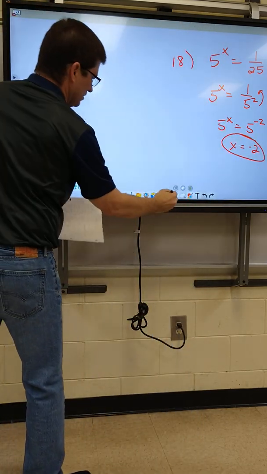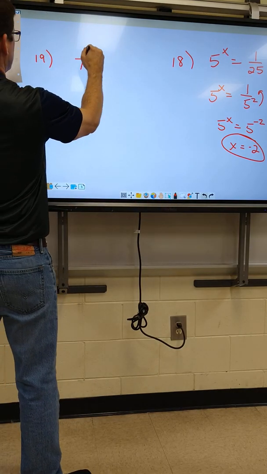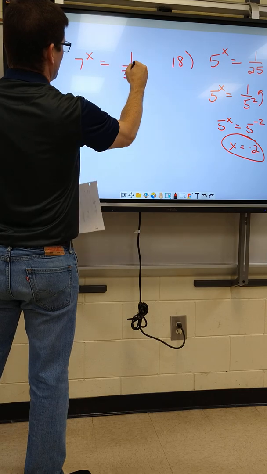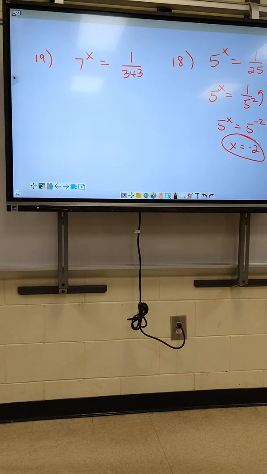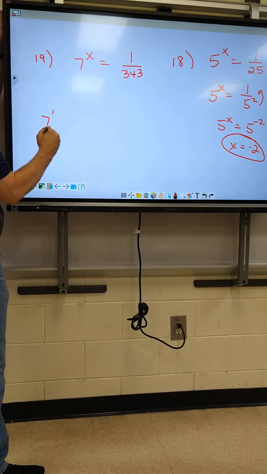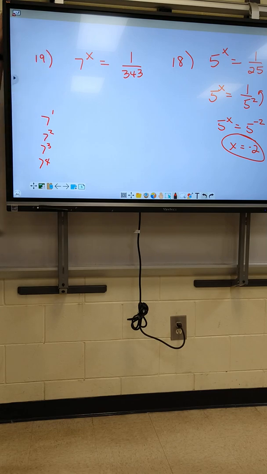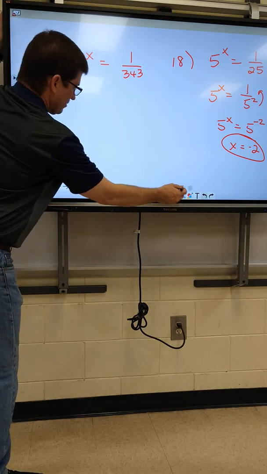Alright, let's look at 19. 19 is 7 to the x equals 1/343. So this big number scared some of y'all off, right? But look, 343 has got to be either 7 to the first, 7 to the second, 7 to the third. I don't know what it is, just use your calculator to figure out which one it is, and then you can do the problem. Riley says 7 to the third, so y'all should be able to do it.